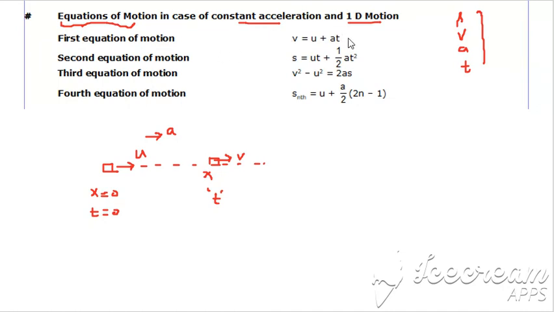First equation is v is equal to u plus at, that talks about the final velocity at time t. Second equation talks about the displacement x or s at any time t. This third is the combination of the first two equations, v square minus u square equal to 2as. And this fourth one is a very special equation. In this, the quantity s nth talks about the displacement during the nth second. If n is equal to 2, that's the second second. The equation becomes s nth is equal to u plus a by 2 times (2n minus 1). These are the basic equations. Thank you.